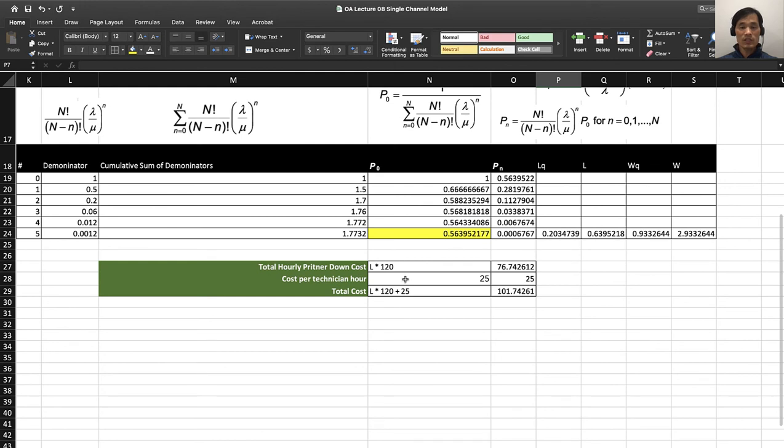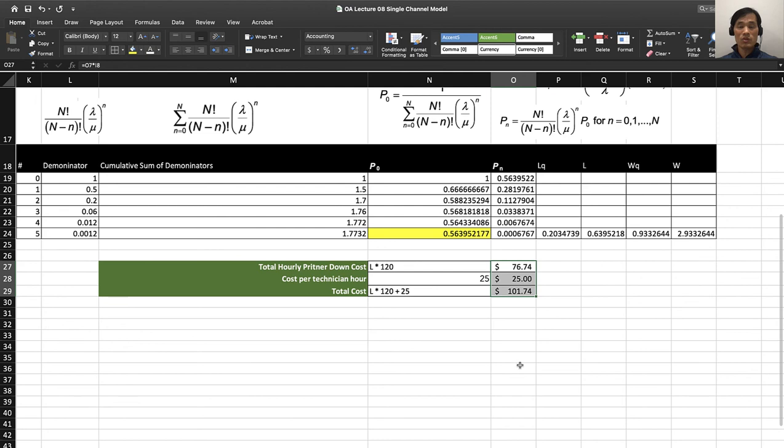Lastly, we can calculate the total hourly printer downtime cost, which is L times 120, because of the number of times that you experience the printer breakdown. So that's L times 120, and that gives you $74. The cost per technician hour is $25 per hour. That's 1 times 25, which gives you that value, and the total cost is just adding them up: $101.74 is the cost that you have.